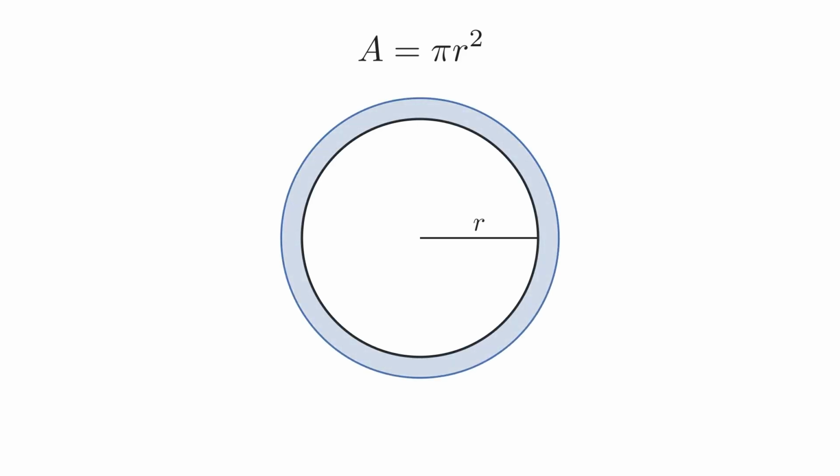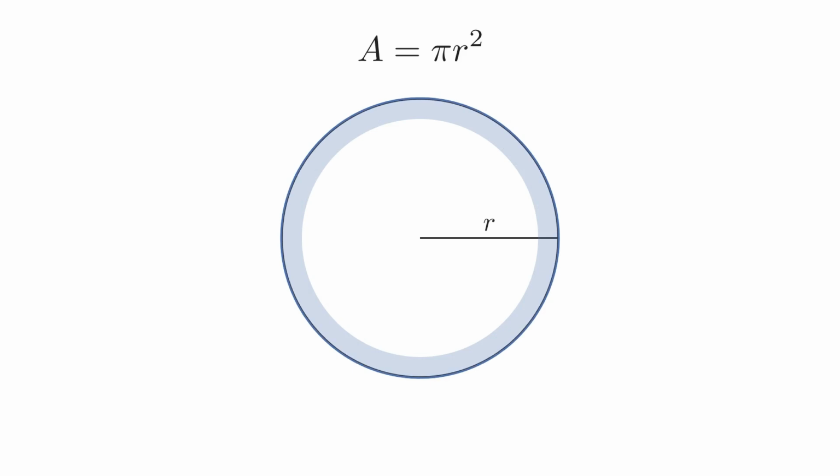Let's see. Take a circle with radius r. Its area is pi r squared. Now imagine increasing the radius by a tiny amount. Not by 1 unit. Not even by 1 millimeter. Just an infinitesimally small amount, which mathematicians call dr. What new area is added?